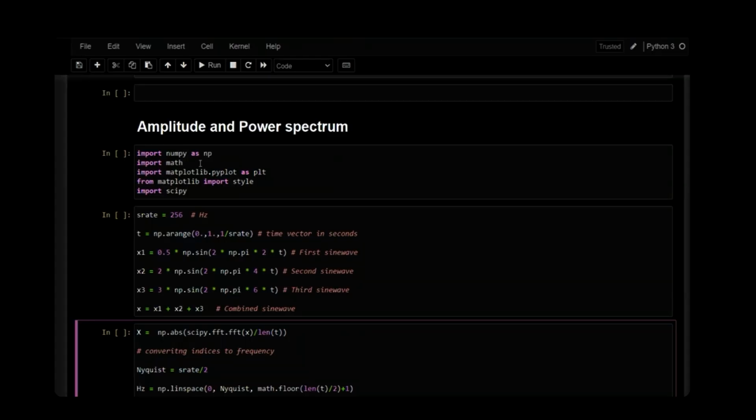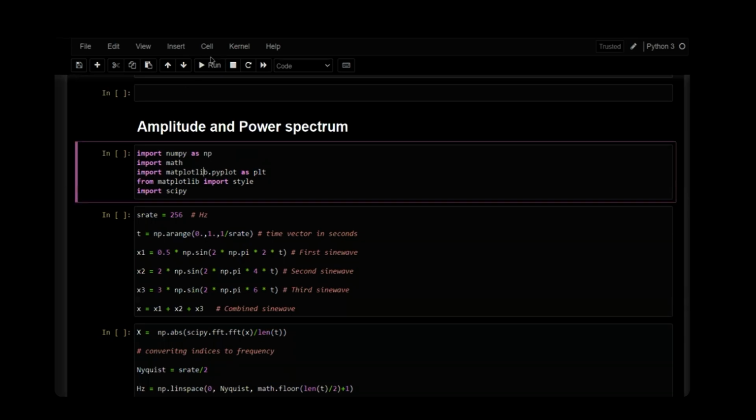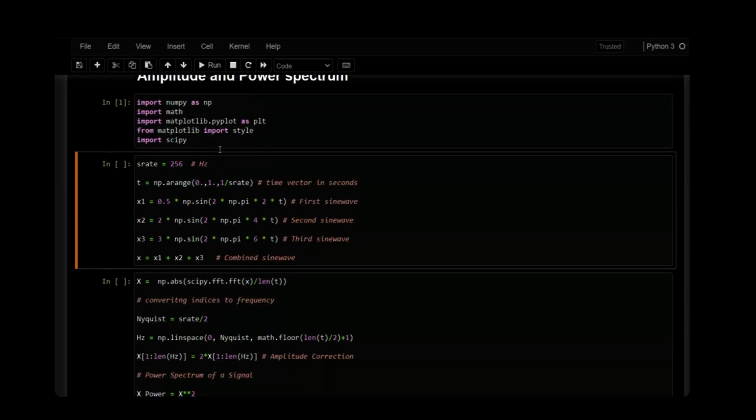Now, we can see that these are the modules that we have to import into our Python environment to generate the signal and to calculate the Fourier transform of a signal. So let us understand this cell. Now we have to generate a signal. So these are the parameters of the signal. The sampling rate is 256 Hz. The time vector is between 0 and 1 second. And it will take intervals that are equal to 1 over the sampling rate. It means the time vector corresponds to sample indices from 0 to 255. That is, it has a total of 256 samples.